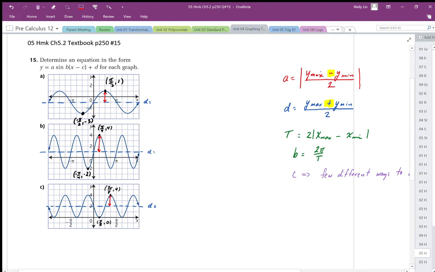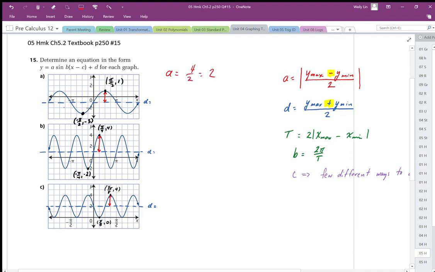So we're going to do y max minus y min. So 1 minus negative 3, the distance is 4. And then we're going to divide that distance of 4 by 2, and we get an amplitude of 2. And we can just count that.